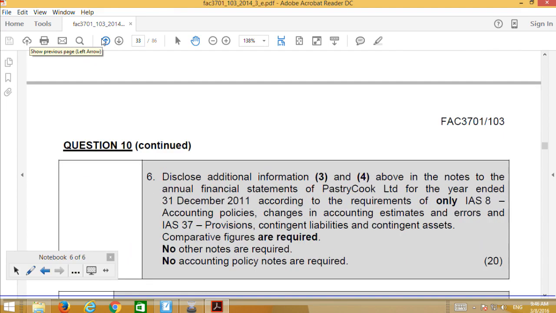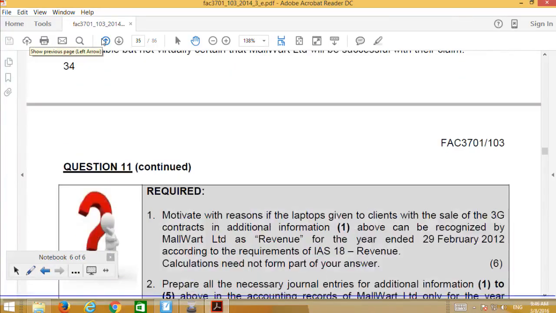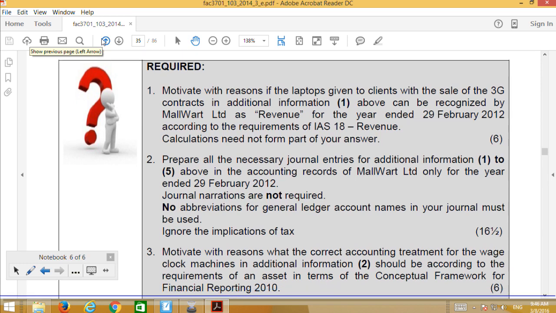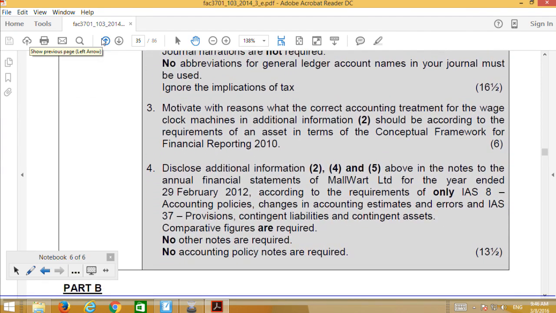Question 11. Oh, wow, this one was for 6 marks. 1 more mark. Motivate the reasons why laptops given to clients with the sale of 3G contracts can be recognized. Oh, no, that's revenue. That's not the one. It's number 3, it's not number 1. Motivate with reasons what the correct accounting treatment for the wage clock machines should be according to asset. So this one's an asset recognition. Wage clocking machines in additional information, number 2. That was number 11, question 11.